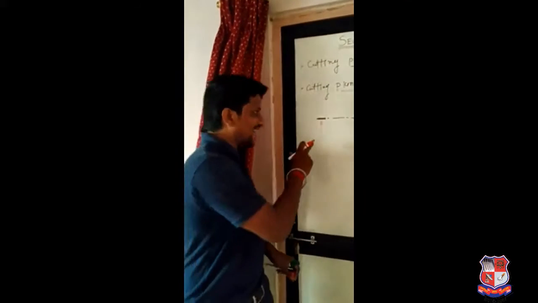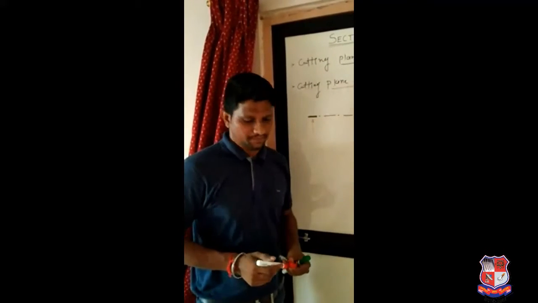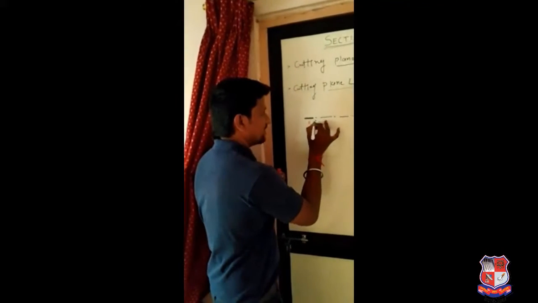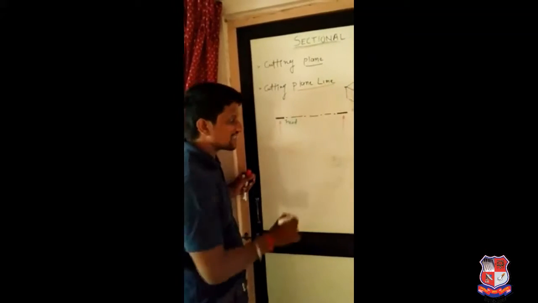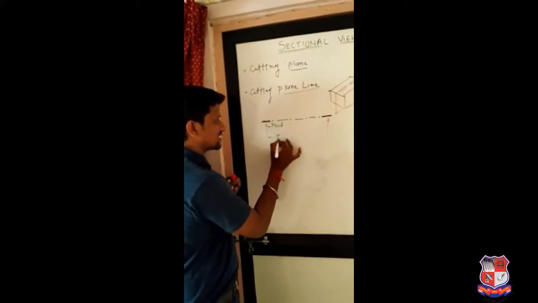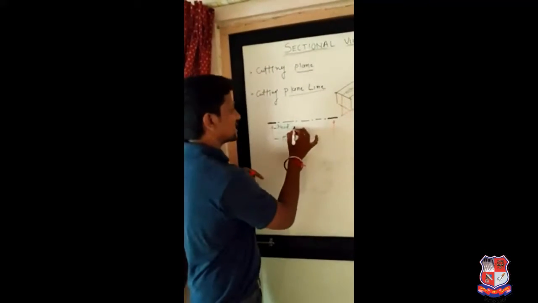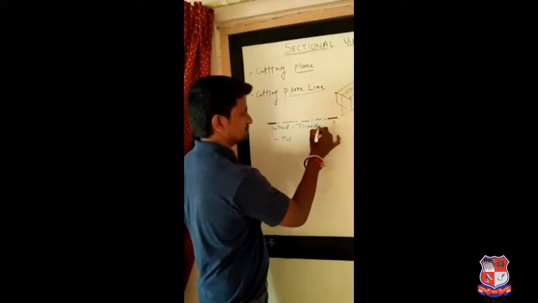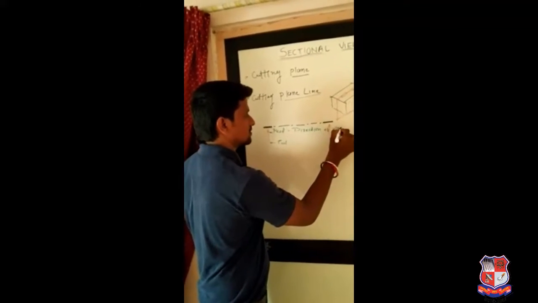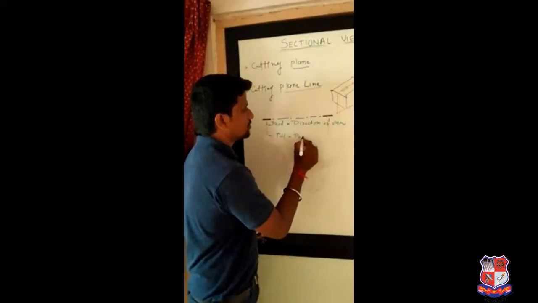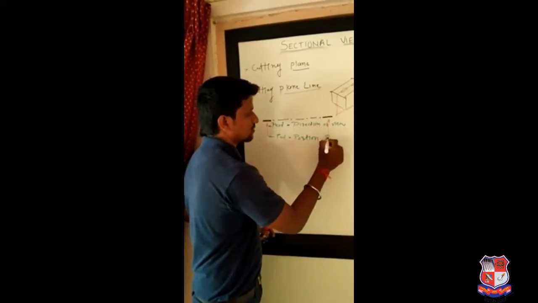Now, the arrow has its own significance. The arrow has two portions: this one is known as its head, and this is known as its tail. The head indicates the direction of view, and the tail indicates the portion you need to remove from the object.